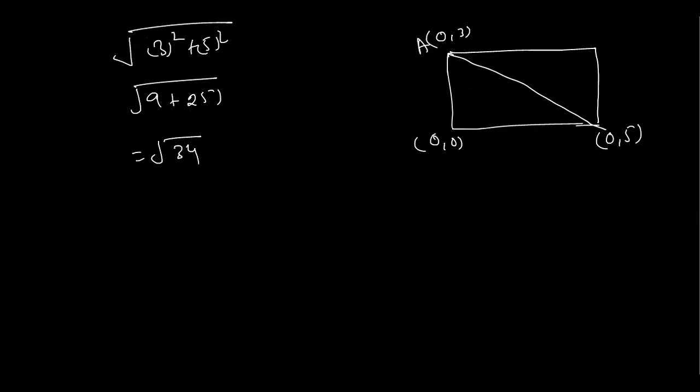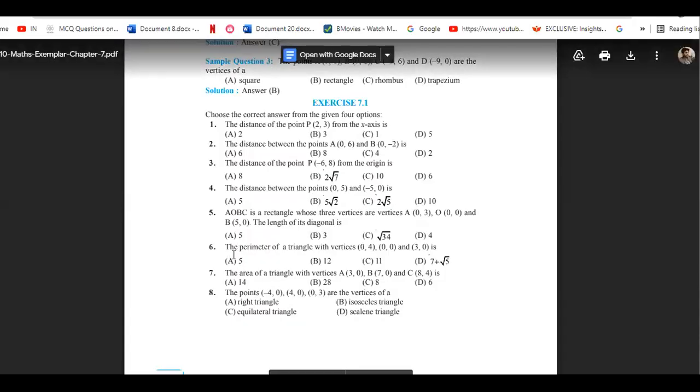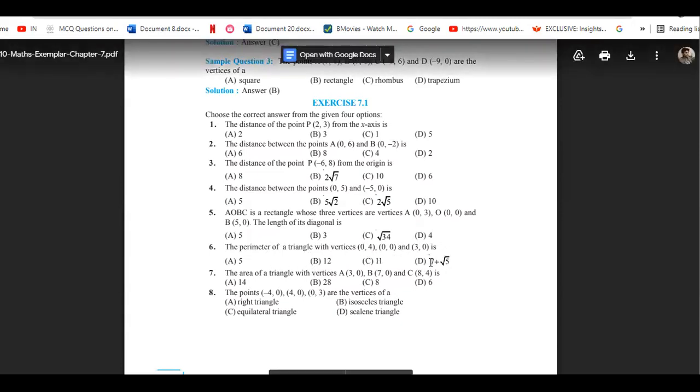Yes, sir. Okay, let's move further. So we have the next question here. If the perimeter of a triangle is being given to you, you need to calculate the perimeter. So what will be the perimeter of this one?